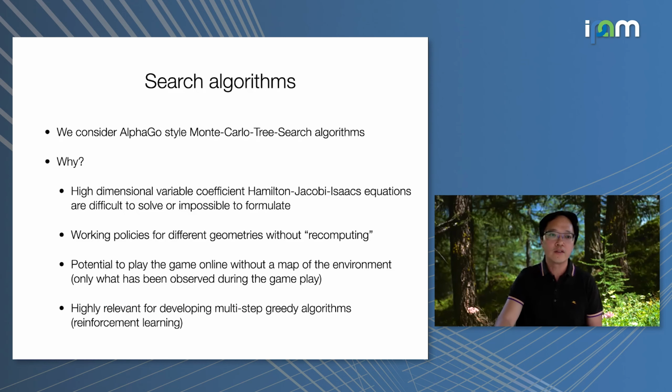Okay, why do we consider that? Well, as I mentioned, high-dimensional Hamilton-Jacobi equations are hard to solve, et cetera. And in the same spirit as the first part of the talk, we would like to come up with a learning strategy that also encodes dependence on the geometry of the domain so that we don't need to recompute this thing.